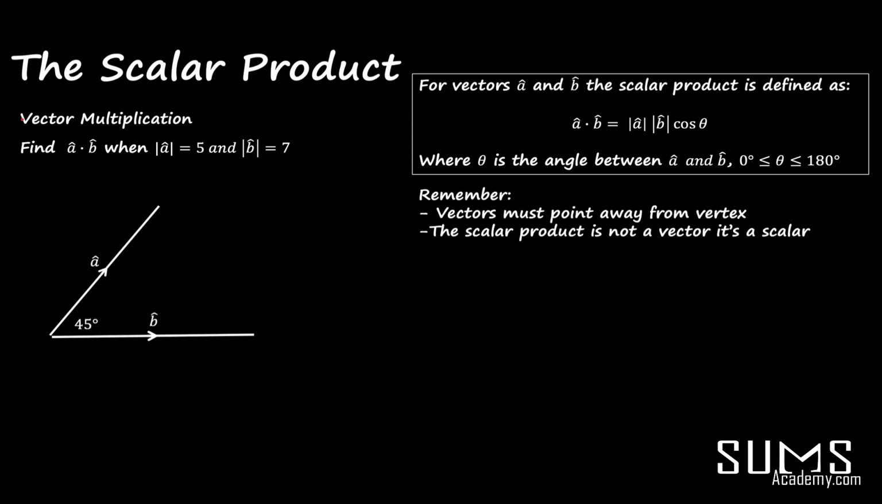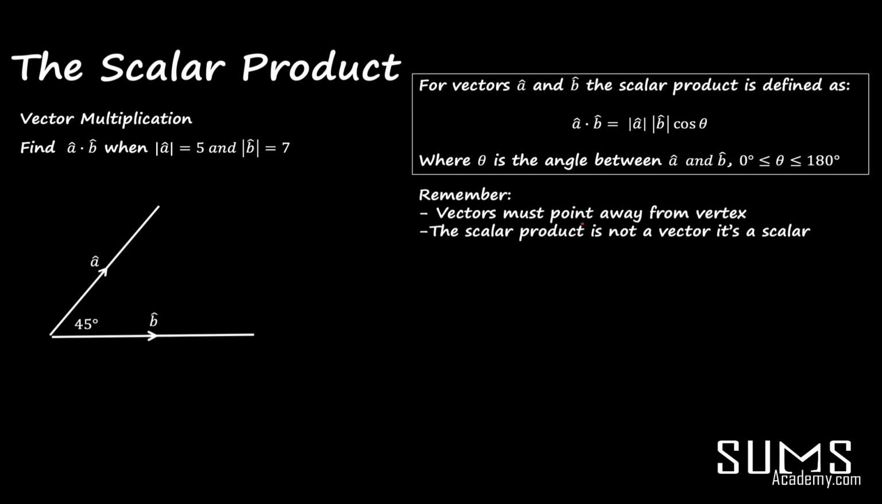Well, it's basically when you multiply two vectors together. You see this equation in your equation sheet for the vectors a and b. The scalar product is defined as a dot b equals magnitude of a times magnitude of b cos theta, where the angle theta is between a and b, and it's between 0 and 180 degrees. There's a few things to remember. Vectors must point away from the vertex, and the scalar product is not itself a vector, it's actually a scalar. So it's just a multiplying factor.